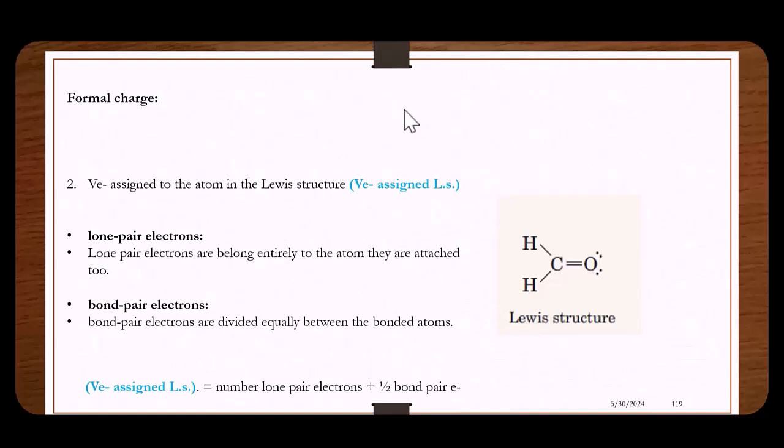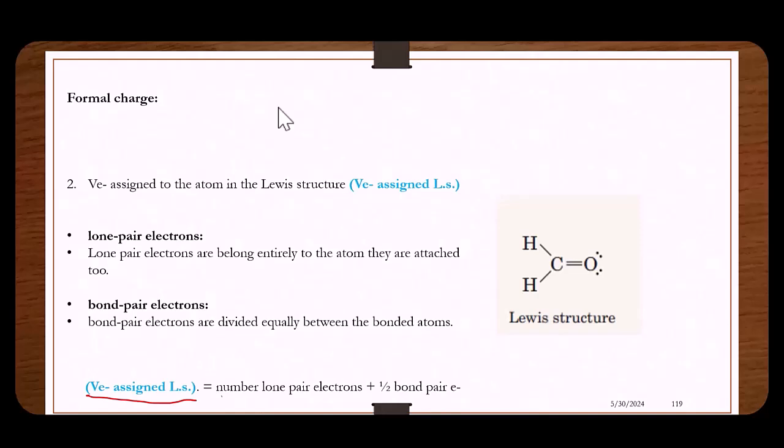The other type of valence electrons we need to know are the valence electrons that are assigned to the atom in the Lewis structure. There are 2 categories of valence electrons in a Lewis structure: lone pair electrons and bond pair electrons. The lone pairs are electrons belonging entirely to the atom that they're attached to, and the bond pair electrons are electrons in the bond, and they're divided equally between the bonded atoms. When we count up the valence electrons assigned in the Lewis structure, this is equal to the number of lone pair electrons plus half of the bond pair electrons. So mathematically, we could write it out like this.